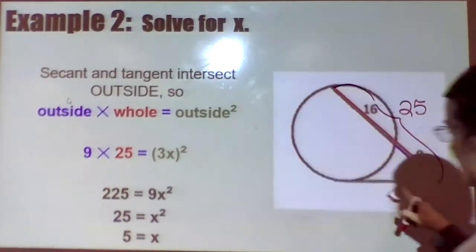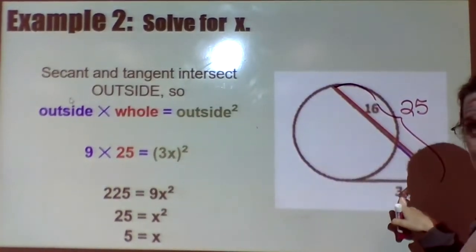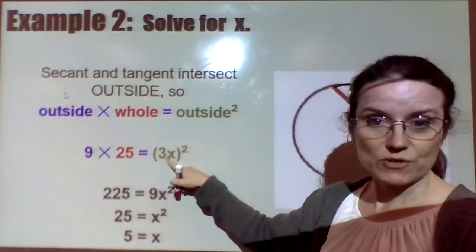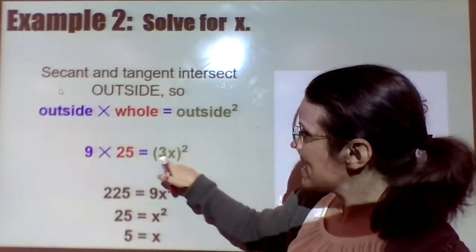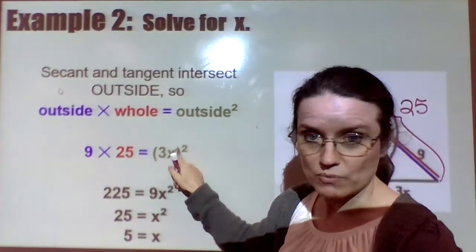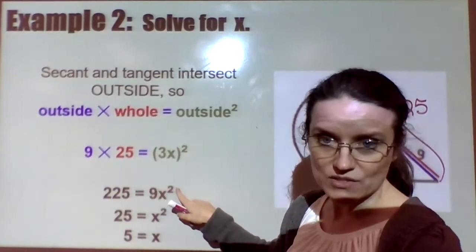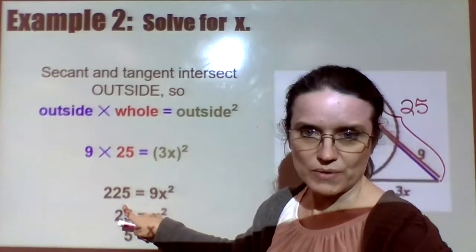And then this guy is 3x, and so he's going to get squared. So 3x is going to get squared. Then you get to do all the algebra. 3x squared, remember your exponent rules, is going to end up being 9x squared. And over here you get 225.